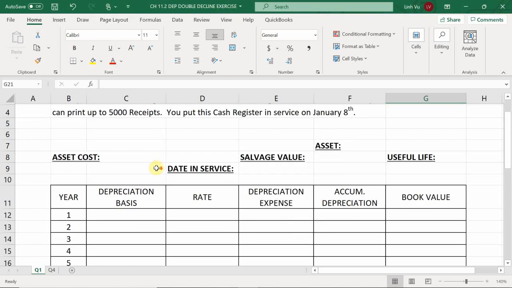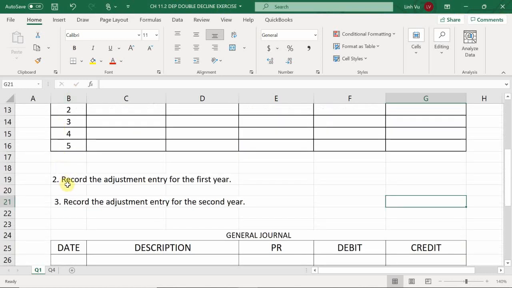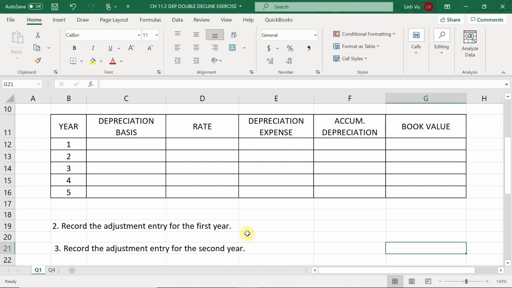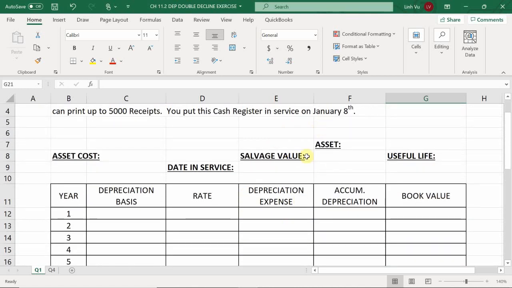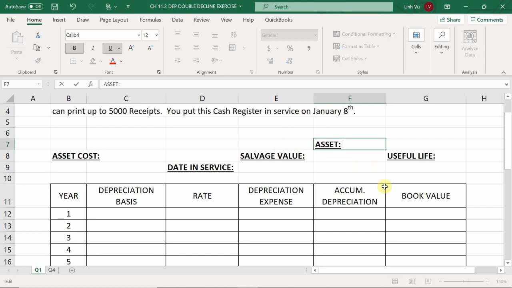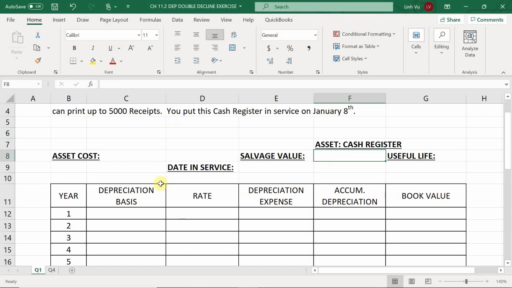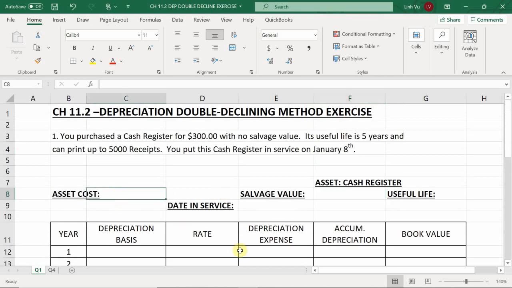So the assumption here is that we are focusing on years. So at the end of the year is when we actually start computing our expenses, okay? So again, what was the asset that I purchased? We bought a cash register. How much was the cash register? $300.